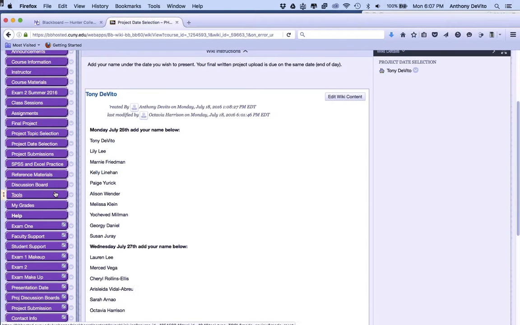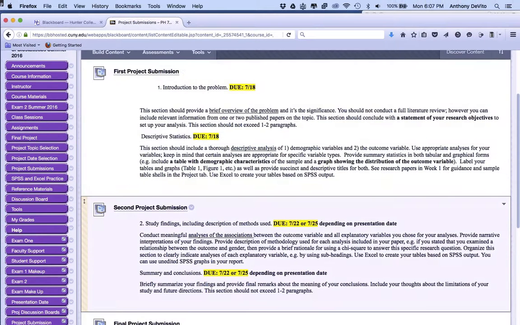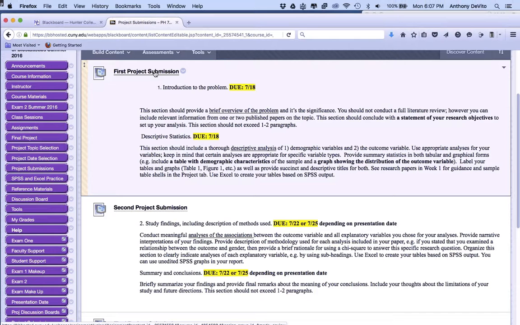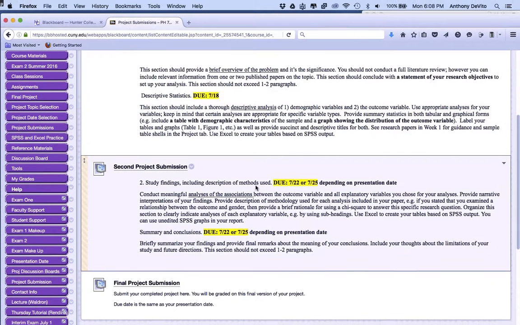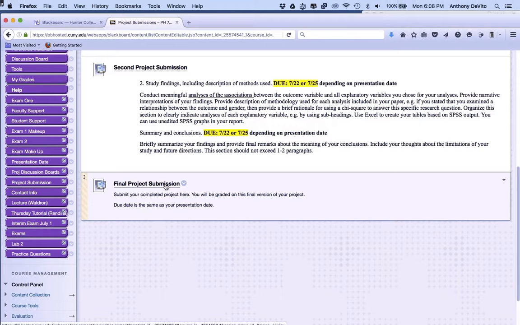So we have that added away. And then over here, if we go down to project submissions. So now in here, you have a place where you could upload your introduction and your descriptive statistics, right? Then you have a place where you can upload your statistical analyses, your methods that you used, and so on and so forth. And finally, you have a place where you can put your final submission.